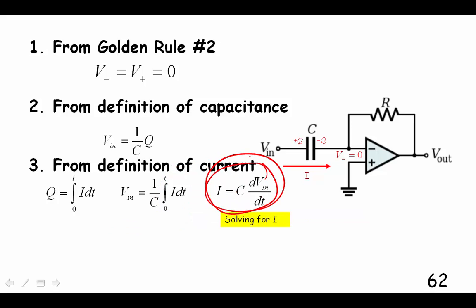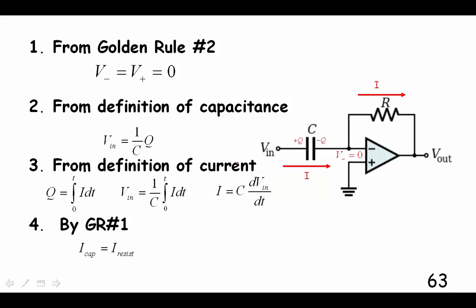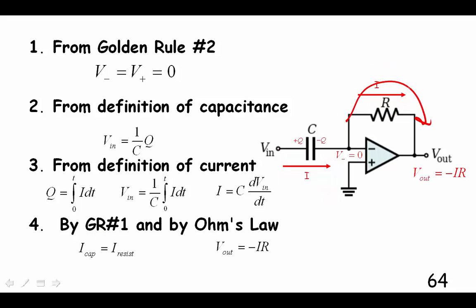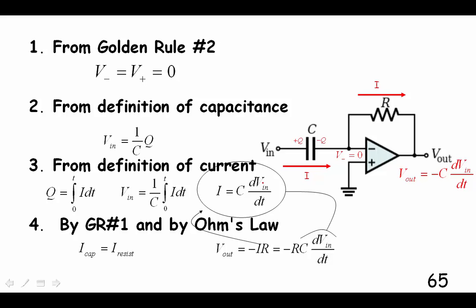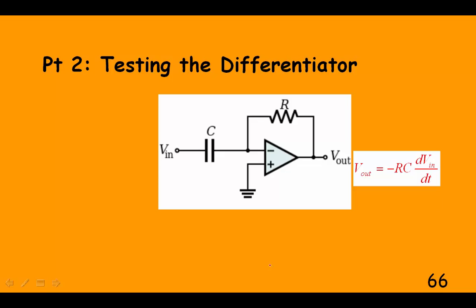So now I have an equation for the amount of current that's going through the capacitor, and there's our derivative of the input voltage. By the golden rule number 1, we know no current is going to enter the op amp, so all this current goes through here, so this current is the same as that current. By Ohm's law, the voltage across this resistor, this starts at 0, so this must be minus IR. And since we have this equation for I, I can substitute this for I, and I get this equation for the output voltage of my differentiator circuit.